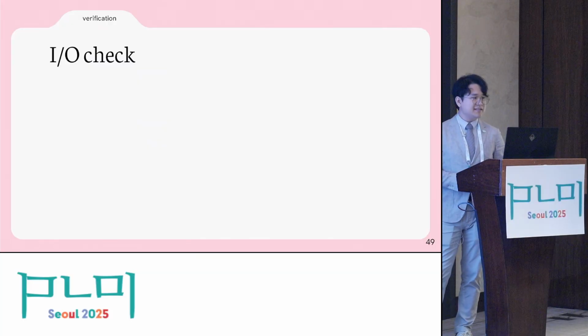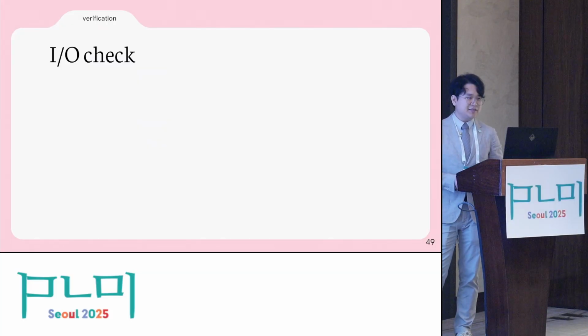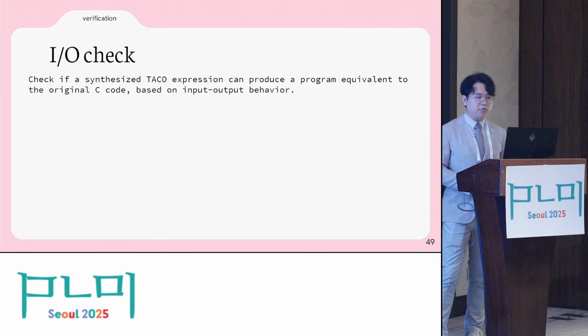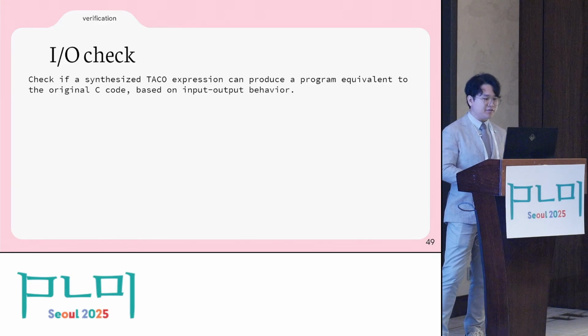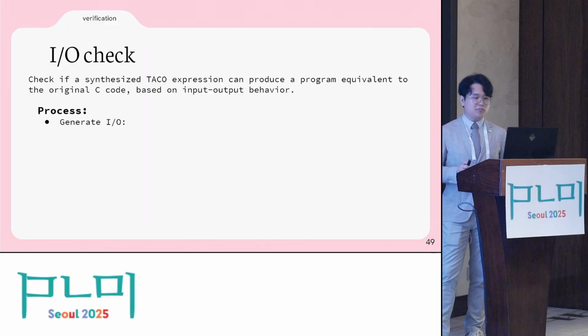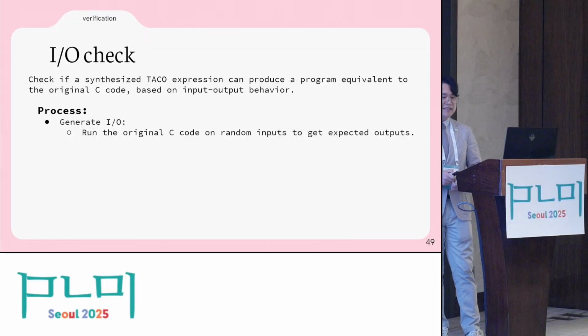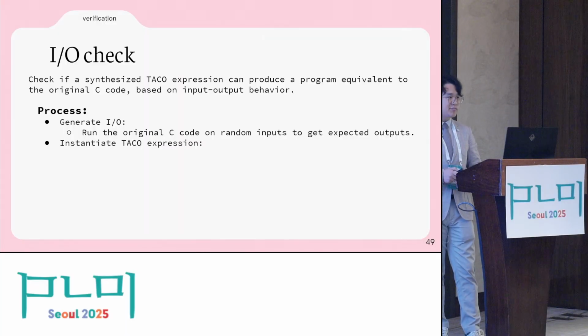For the validation step, it is an IO check. It checks if a synthesized Taco expression can produce a program equivalent to the original C code based on input-output behavior. The process is like this: we generate IO examples. We run the original C code on random inputs to get expected outputs. And then we instantiate the Taco expression.